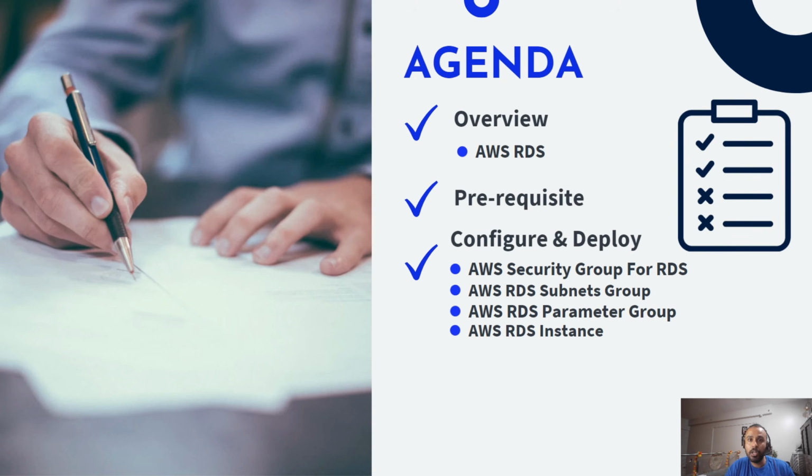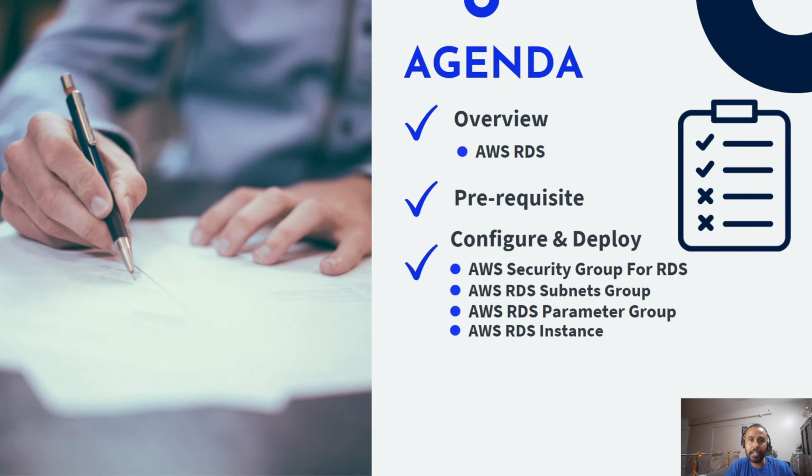So what we are going to do is we are going to create 4 resources. The first one is security group that we would be creating for the RDS instance that we are going to create to control the traffic which is coming in and going out. Then we would be creating RDS subnets where we would be mentioning which are the specific subnets that we would be targeting for our RDS instances to launch.